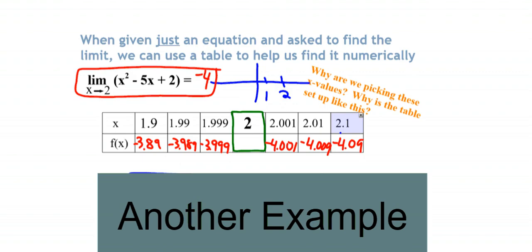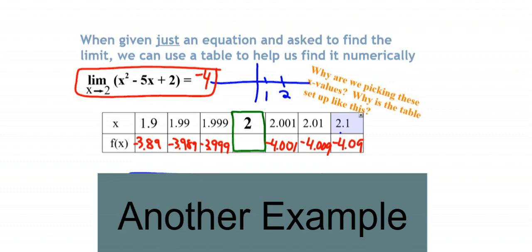Okay, then last year you learned about finding limits numerically, and that's with the table. And you're like, why would we ever do that? So true, right? And even this example right here, the limit of x squared minus 5x plus 2 as x is approaching 2. We just do direct substitution, right? We plug that 2 in, we get negative 4. So why would we be making a table?